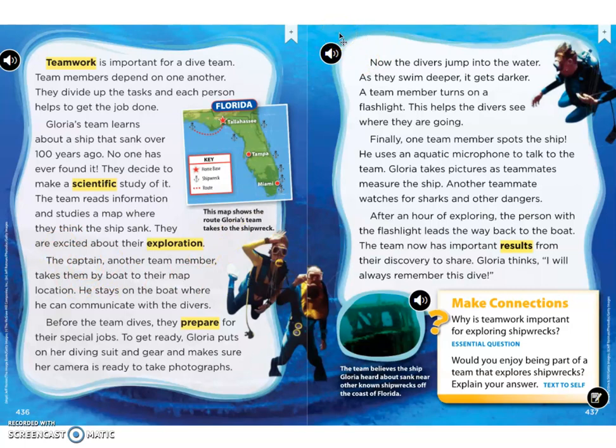Now the divers jump into the water. As they swim deeper, it gets darker. The team member turns on a flashlight. This helps the divers see where they are going. Finally, one team member spots the ship. He uses an aquatic microphone to talk to the team. Gloria takes pictures as teammates measure the ship. Another teammate watches for sharks and other dangers. After an hour of exploring, the person with the flashlight leads the way back to the boat. The team now has important results from their discovery to share. Gloria thinks, I will always remember this dive. And here's the ship. The team believes the ship Gloria heard about sank near other known shipwrecks off the coast of Florida.